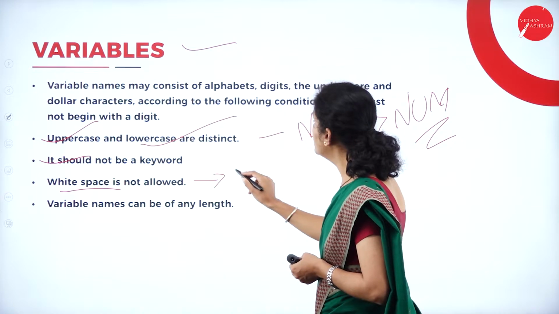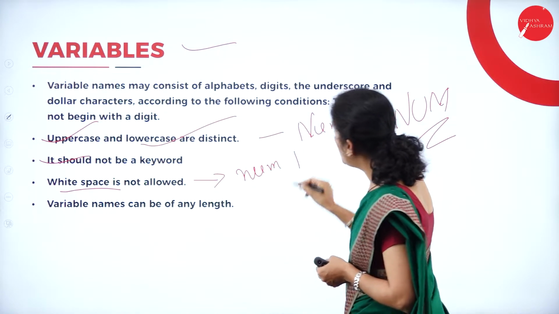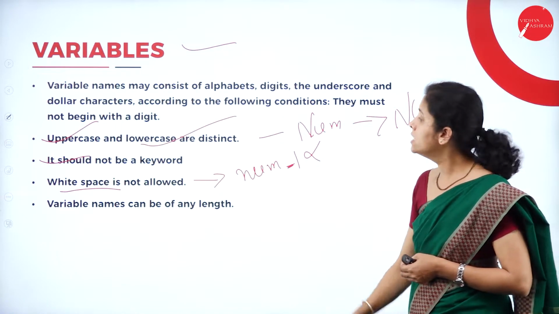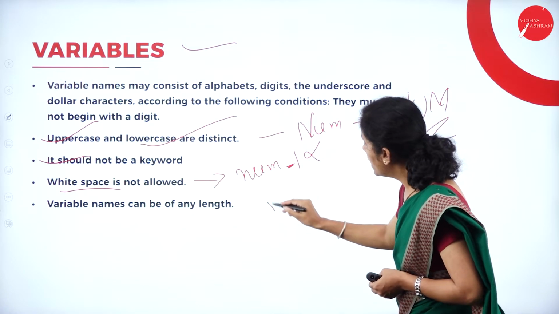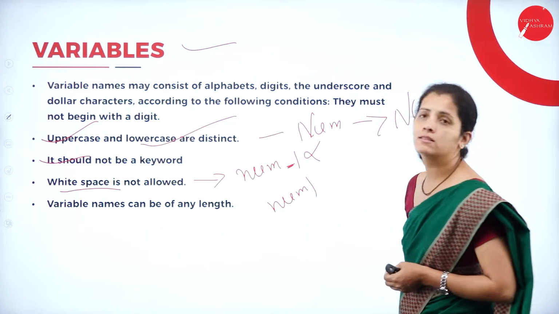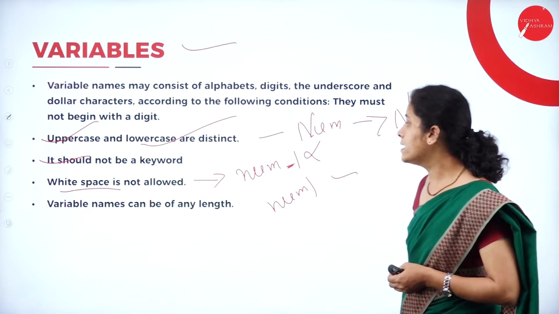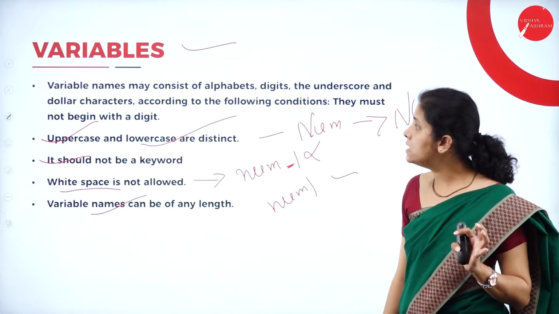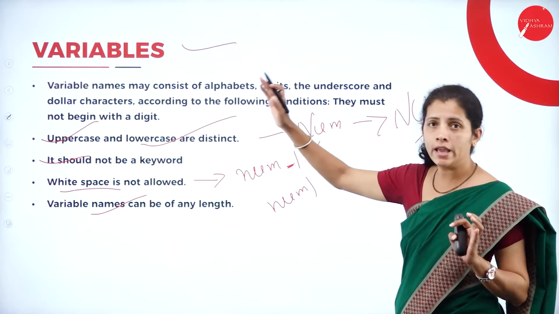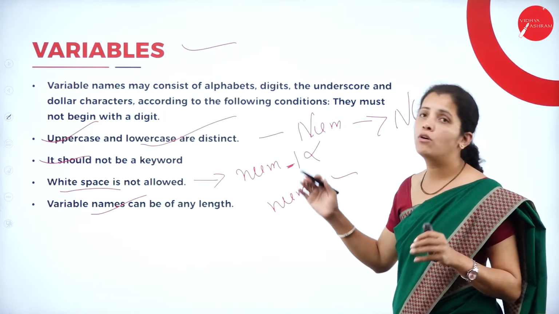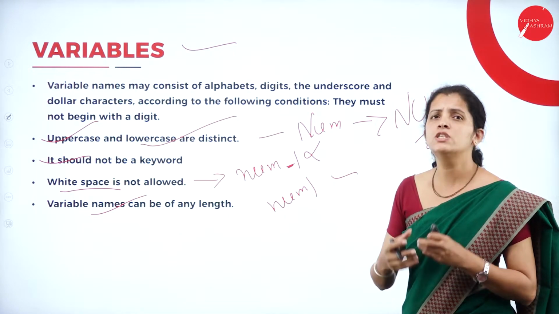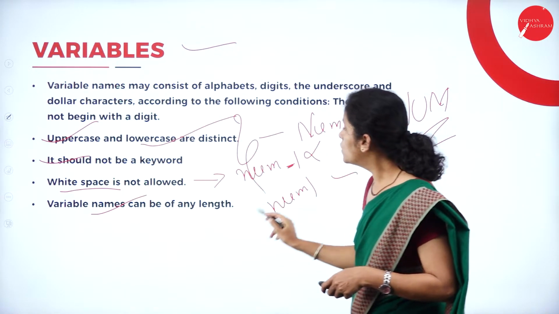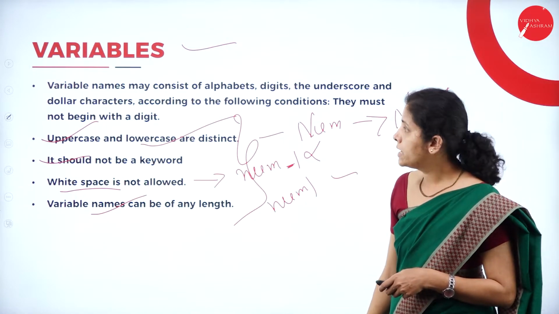Example, if I write number 1 with a space, then it is wrong. So I cannot give white space between two words of a variable. So I can write number1. This is the valid one. Then a variable name can be of any length. That means while defining any variable, we must consider the variable length. That means give a reasonable length variable name. So these are the rules used to define variables.